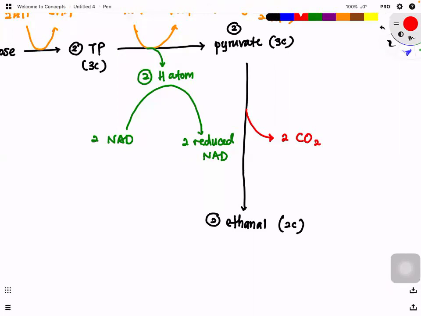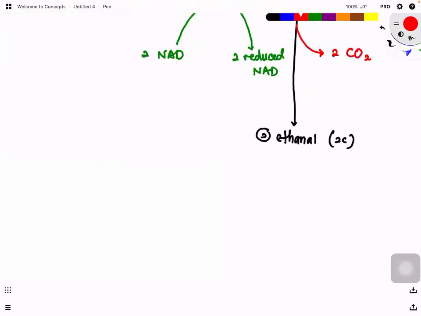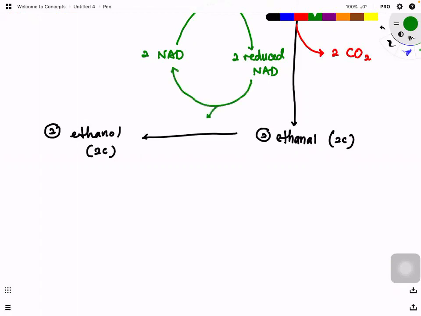Okay, so what happens here is ethanal will be reduced to form ethanol. Ethanol is two carbon, so two molecules. So how can ethanal be reduced? It means that this reduced NAD now releases hydrogen atoms.